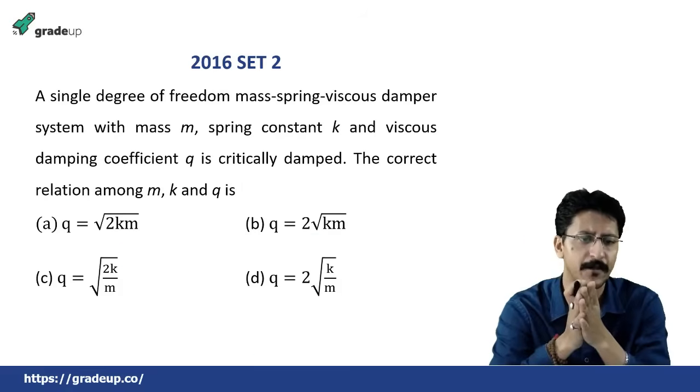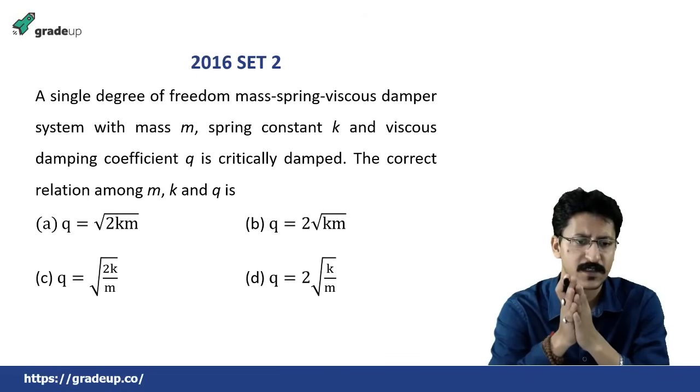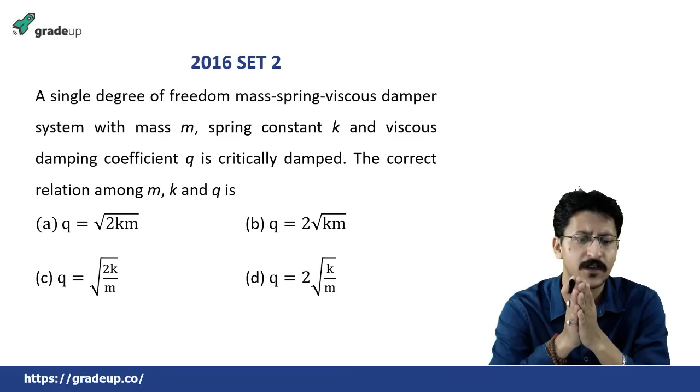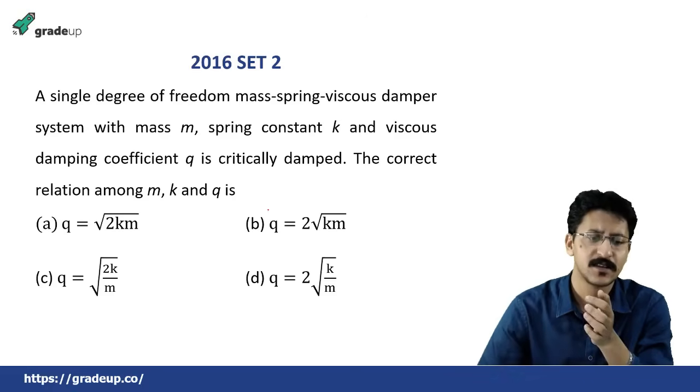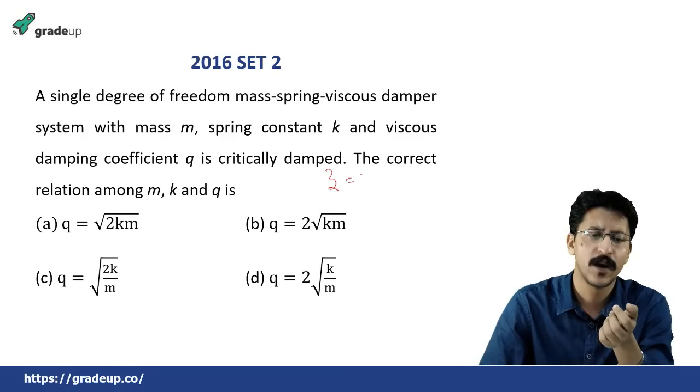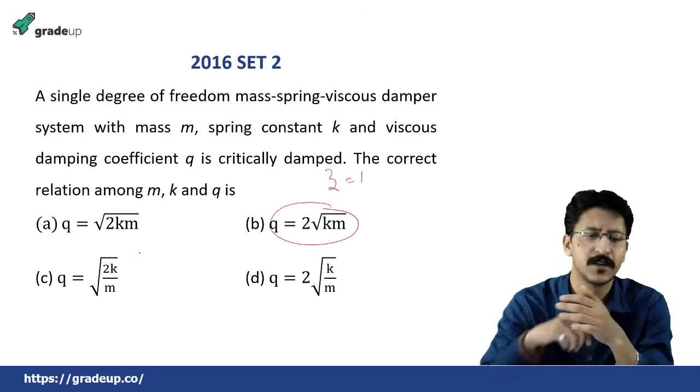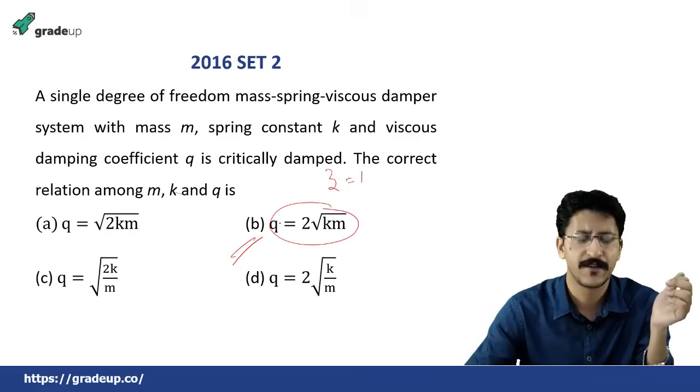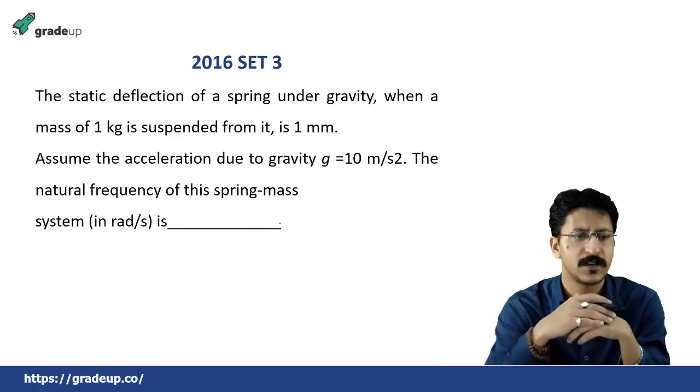A single degree of freedom mass spring system, viscous damper system with mass m, spring constant k and viscous damping coefficient q is critically damped. The correct relation among m, k and q is, this is very simple. The answer is, critically damped means zeta equal to 1. So the answer is simple, this is the general expression. We have done this.